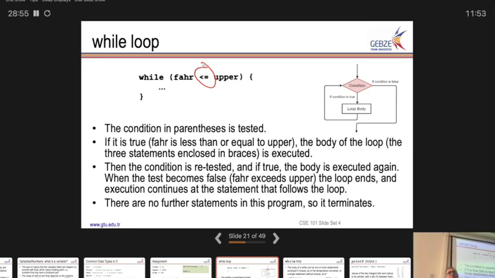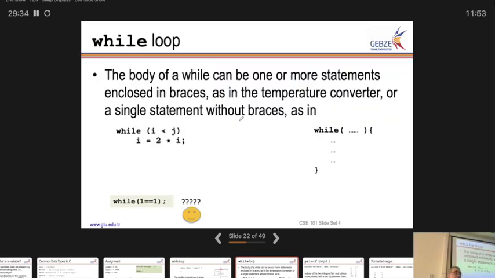So loops are an indispensable part of computer applications. There are while loops, for loops, and do loops. A while loop has the following structure. Check the condition. If the condition is true, do it. Go back. Check the condition again. If the condition is true, do it. If the condition is false, continue. But check the condition first. This is what a while loop is.